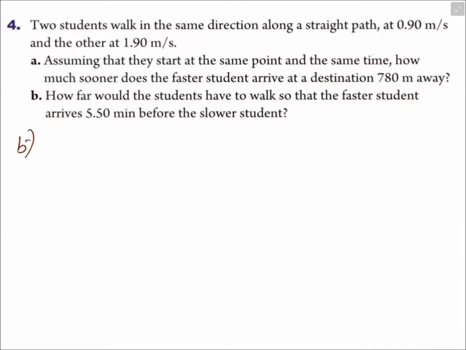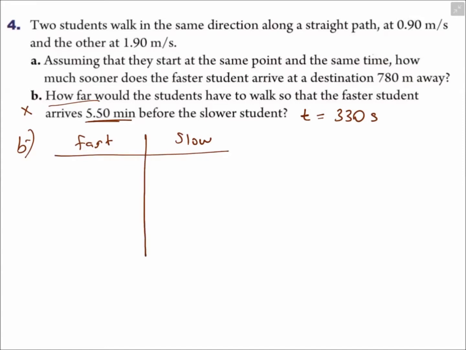Now I'm going to solve B. At B it says how far, asking about x, would the students have to walk so that the faster student arrives 5.5 minutes before the slower student. That means 5.5 minutes means 330 seconds sooner, or earlier, it must be. And for the first one and the slow one, I will make a chart.